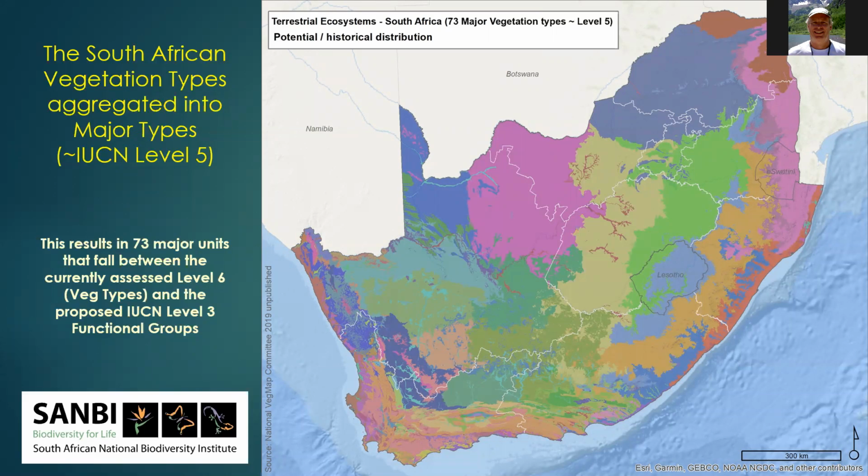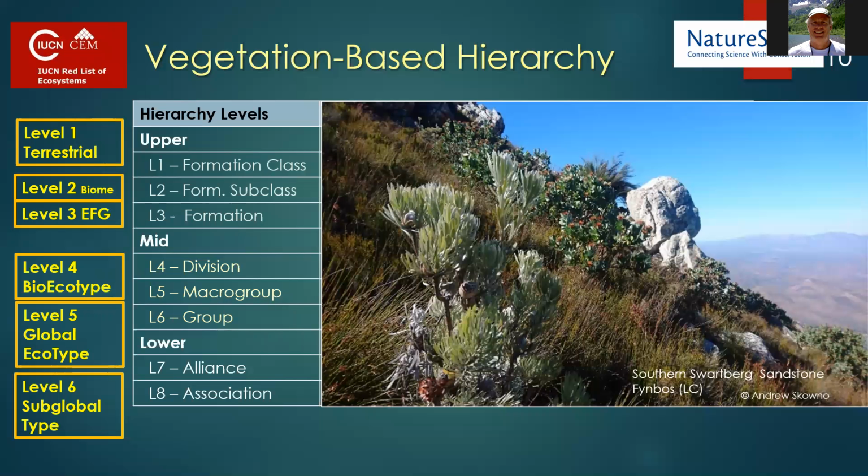So for application to red listing processes, we focus here on level 5 and level 6 types, which are typical for continental or national scale assessments using red listing, but we put them in the context of the broader level 3 IUCN types. In summary, for South Africa, you can see that these units are relative to both the IUCN and IVC hierarchies. We have 14 of the IUCN level 3 types, 73 that approximate IUCN level 5, and 458 units that are about the IUCN level 6 types.